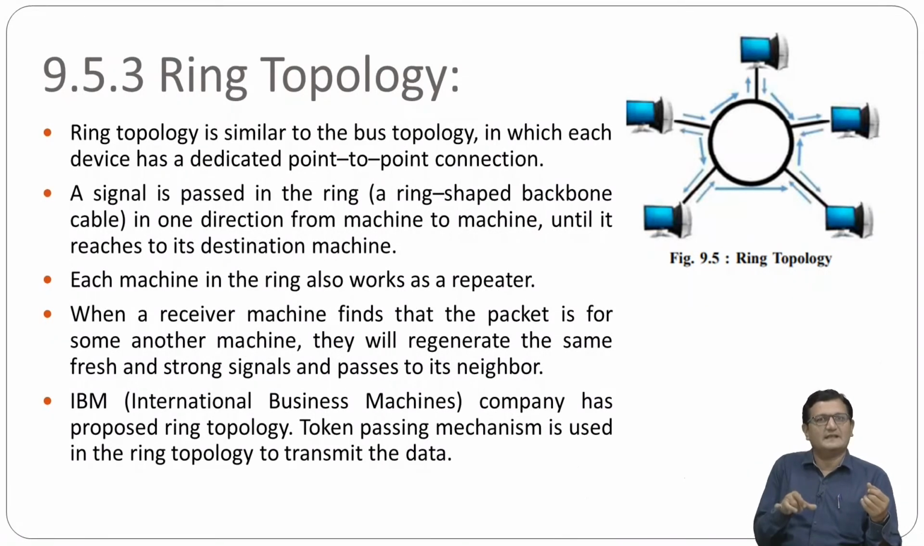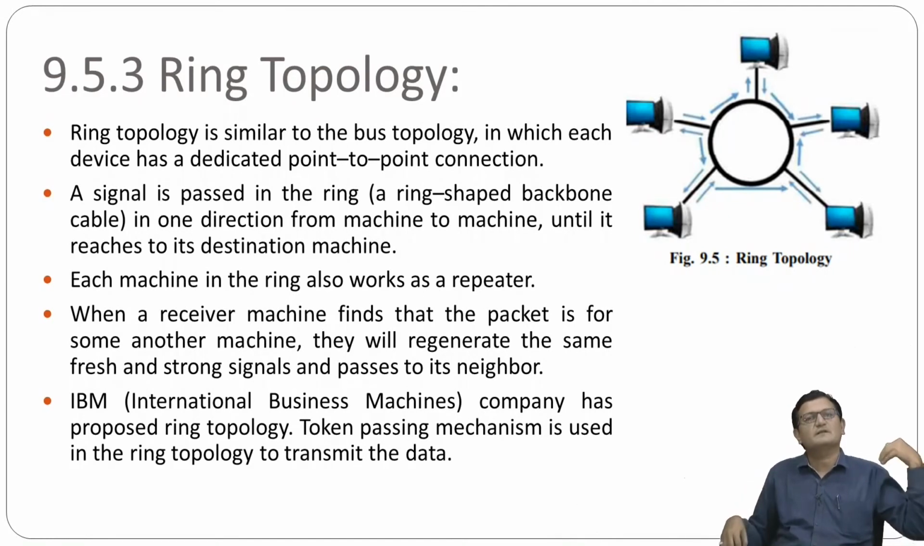Once the token is coming, suppose I want to transmit the data. What I need to do is wait till my neighbor sends me a token. Once my neighbor is sending a token to me, I will capture the token, and then I will start my transmitting. After completion of my transmitting, I will send this token to my neighbor.